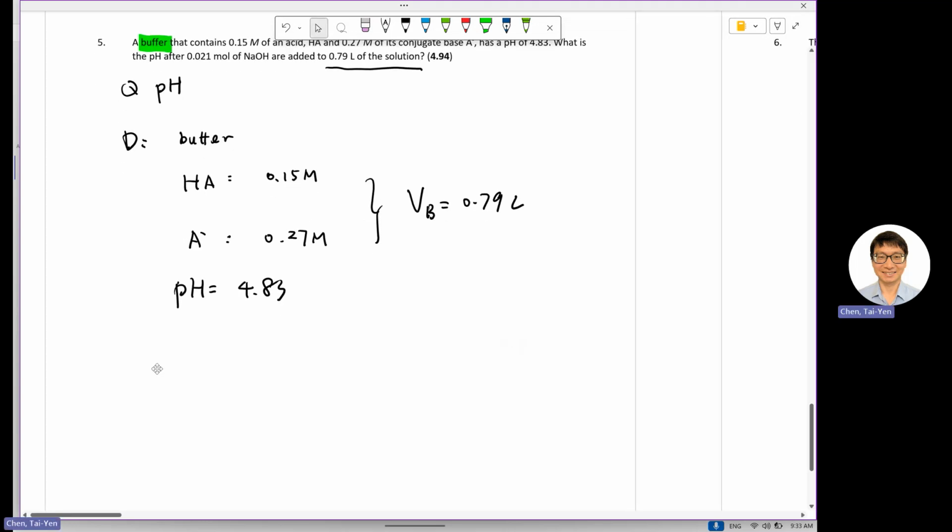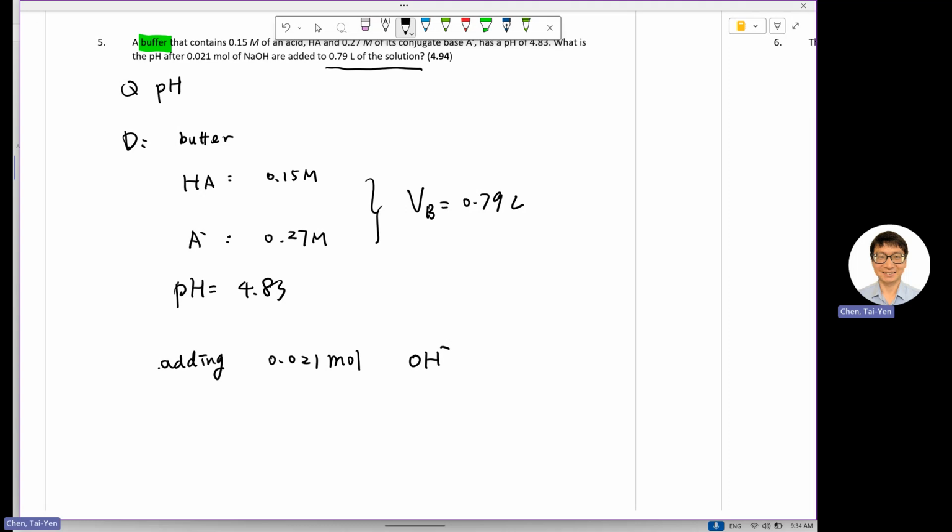Then you want to know the pH after adding 0.021 mole of NaOH, which is a strong base. Therefore, I will just write out OH minus. Okay, so that's all the information that you get so far, right?